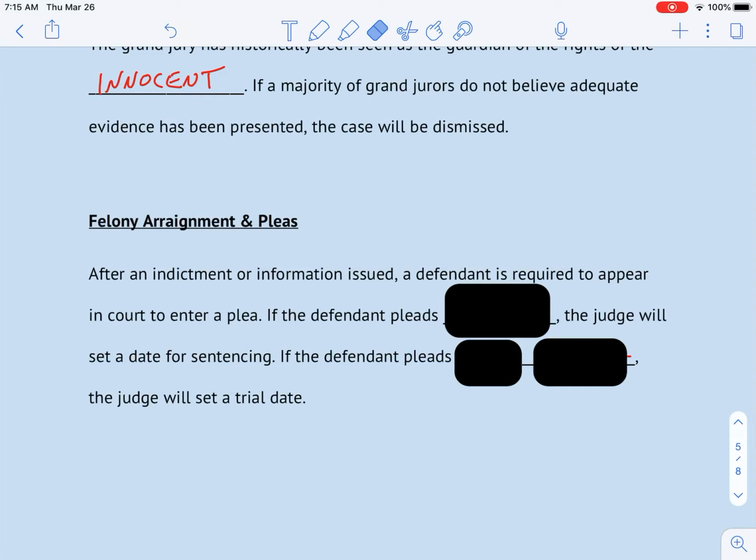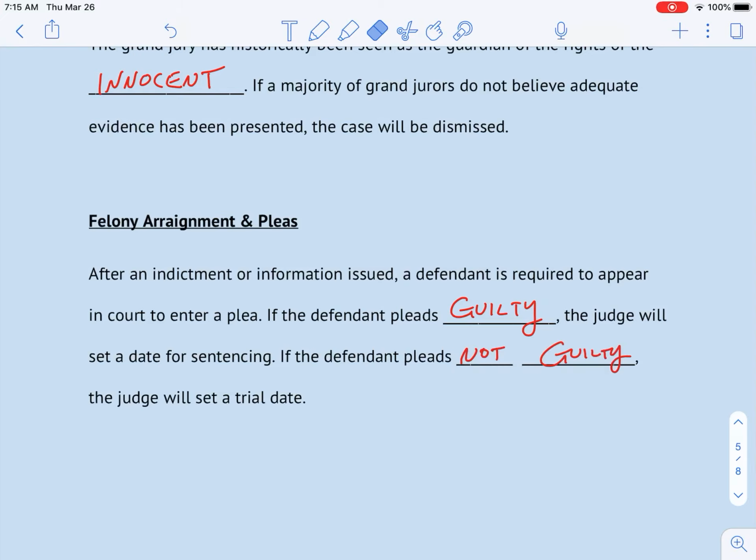Felony arraignment and pleas. So after an indictment or information is issued, a defendant is required to appear in court to enter a plea. Now, if they plead guilty, the judge will set a date for sentencing. If they plead not guilty, the judge will set a trial date.